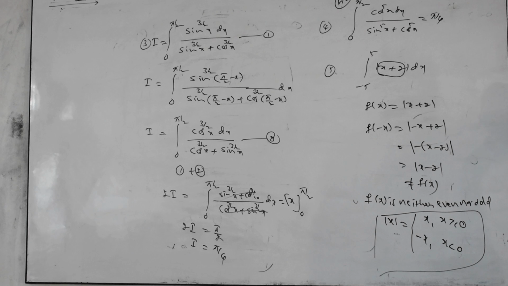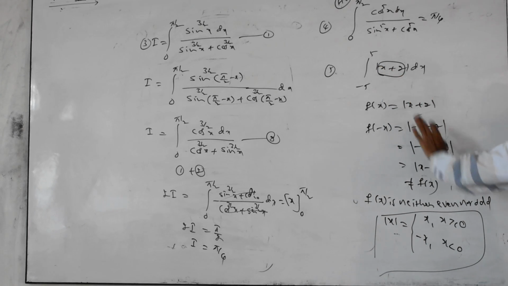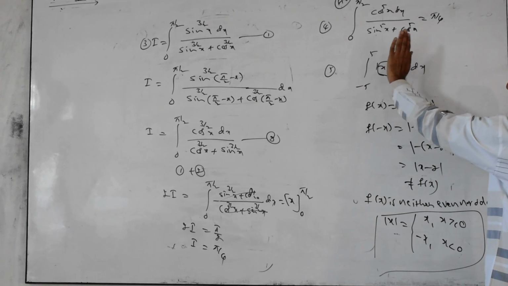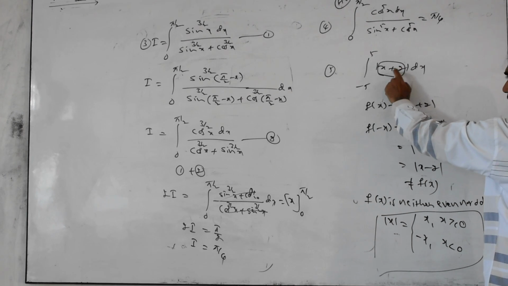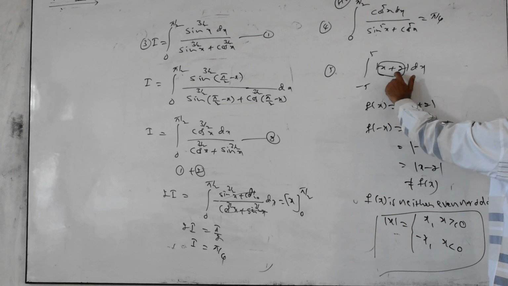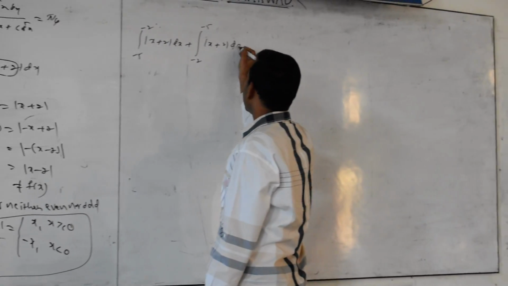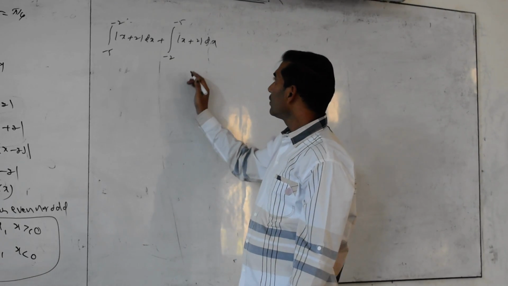Now tell me, minus 5 to minus 2. Are you following? Splitting this, somewhere between minus 5 and 5 the sign changes from plus to minus or minus to plus. What is the critical point here? Minus 2. So, splitting the interval: the integral from minus 5 to minus 2 of mod of x plus 2 dx, plus the integral from minus 2 to 5 of mod of x plus 2 dx.